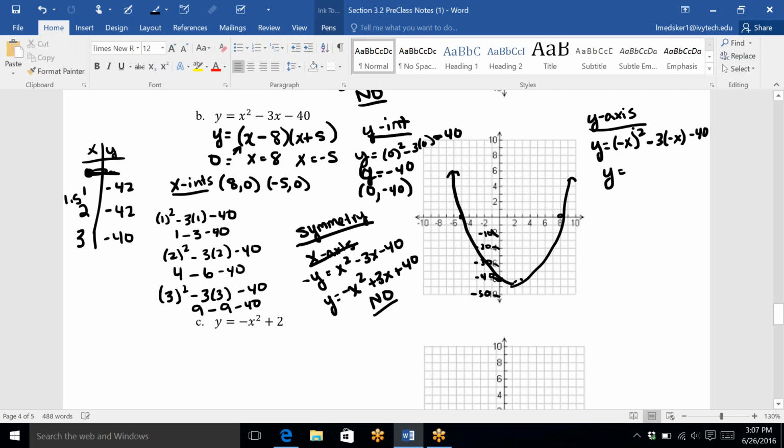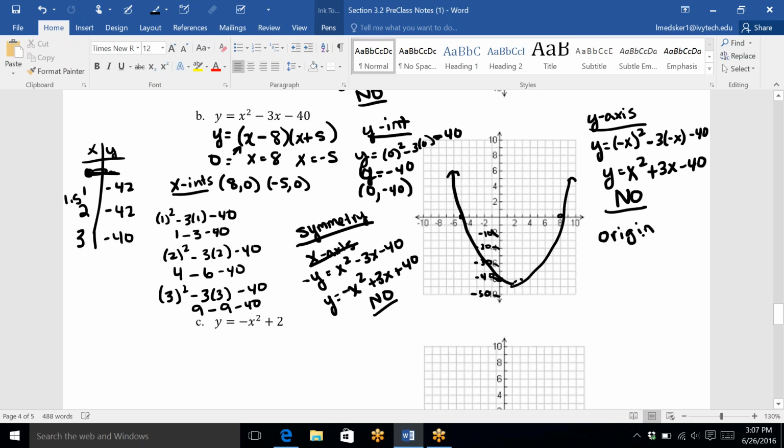This would be negative times negative is a positive. Negative times negative is a positive. And we came really close. The problem is the 3 was negative in the original, and it's positive now once we applied the negative x in there. So this is also a no.